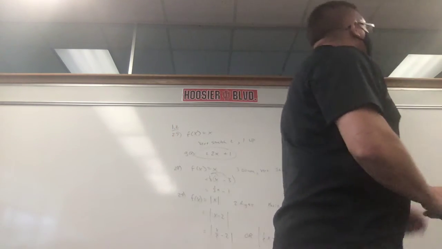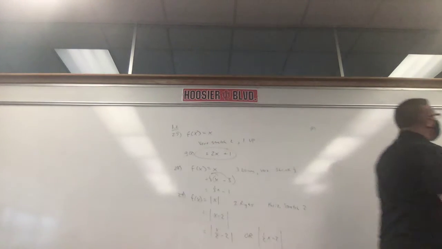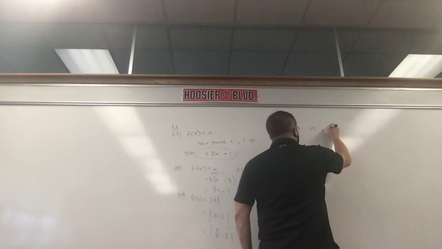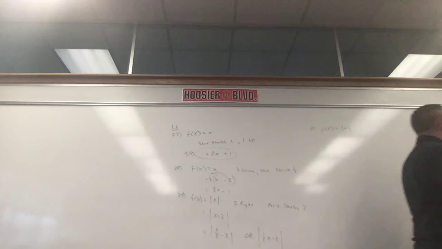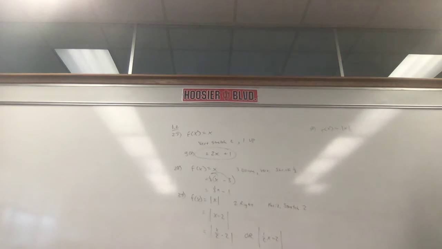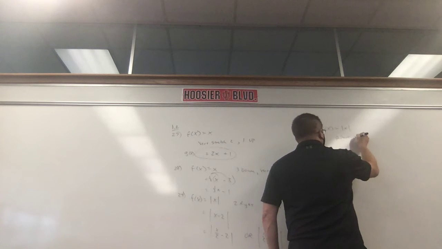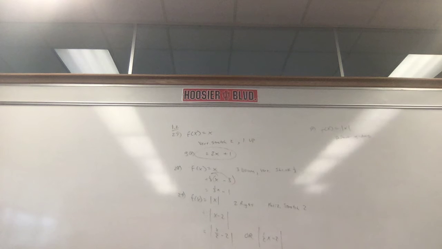Number 30. We have another absolute value graph: f(x) equals absolute value of x. Then reflect it on the y-axis, and what else? Translate it 3 to the right.